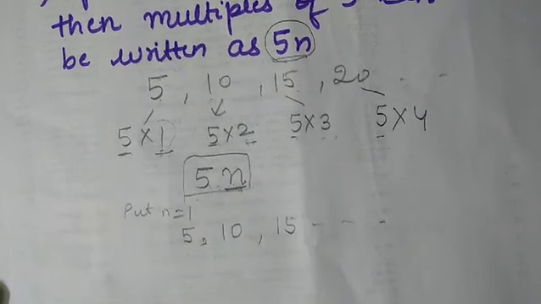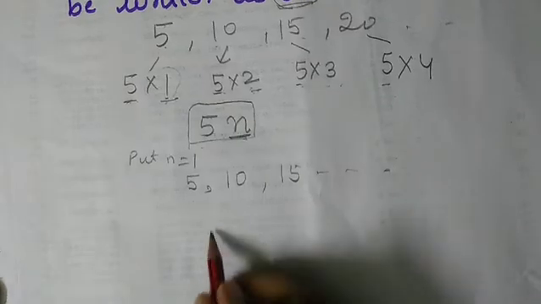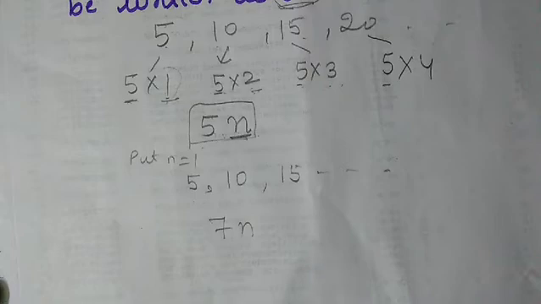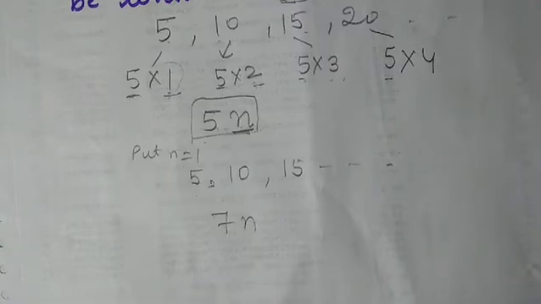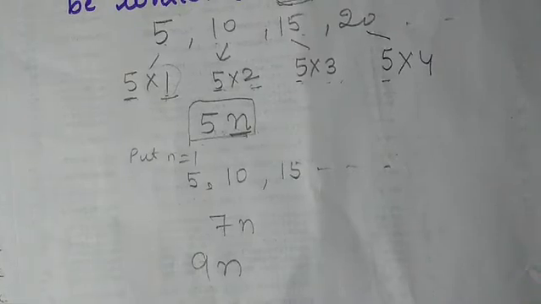Same for this: if I say write a general expression or general formula for the multiples of 7, it will obviously be 7n, same as this one. If I say write the multiples of 9 in general form, then instead of writing 9, 18, 27 and so on, you have to write the general form, that is 9n. So these are some rules for numbers related to algebraic expressions.